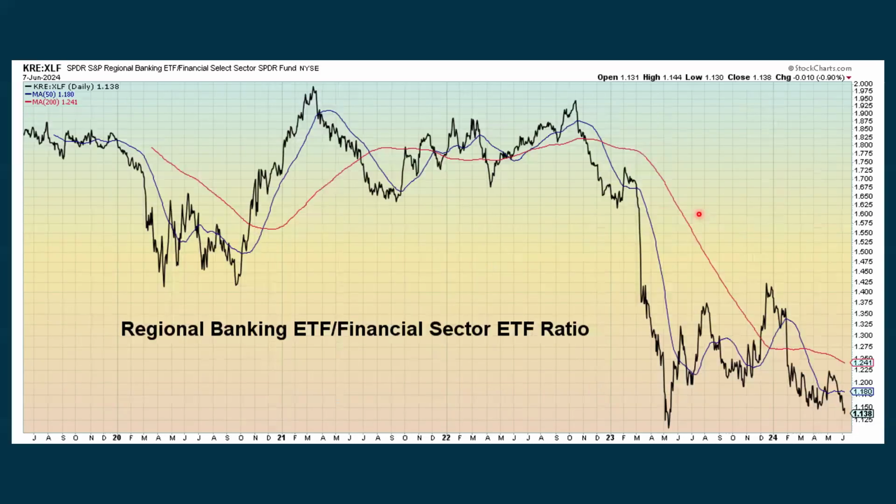We also do a ratio between the regional banks. These are the smaller banks, and these are the ones that, like Silicon Valley Bank, Republic Bank, New York Community Bank. We're just keeping an eye on these things to see if there's any problems. But right now, the regional banks continue to underperform the financial sector.